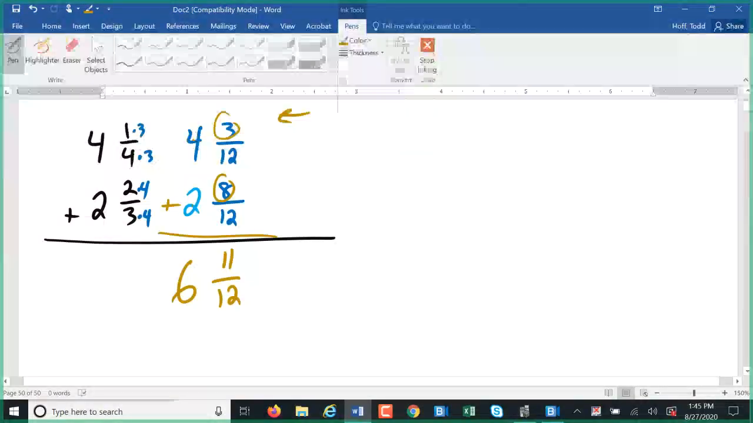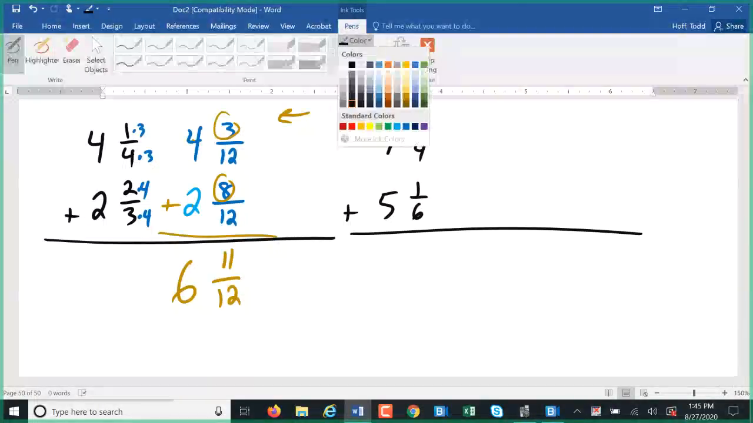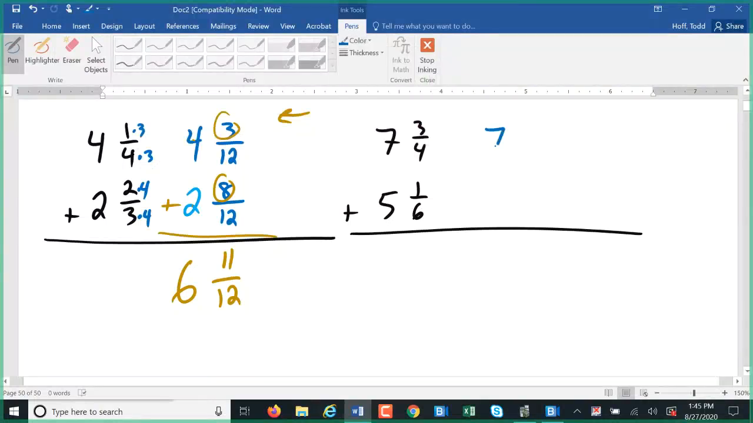Let's do another example, maybe a little bit more complex. 7 and 3/4 plus 5 and 1/6. So again, I am going to rewrite the whole number. Now, some textbooks teach that you just rewrite the fraction. I always rewrite the whole number because I found that if you just rewrite the fraction, sometimes people forget to go back and use the whole number too.